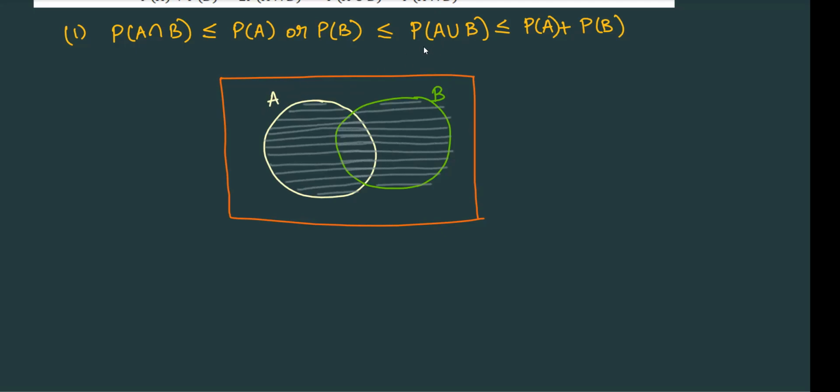And now P of A union B will be less than P of A plus P of B. P of A plus P of B will include this region twice. The intersection region, this one, it will include twice. This is the intersection region. So in P of A plus P of B this region is included twice. So therefore, we get P of A union B is less than P of A plus P of B.